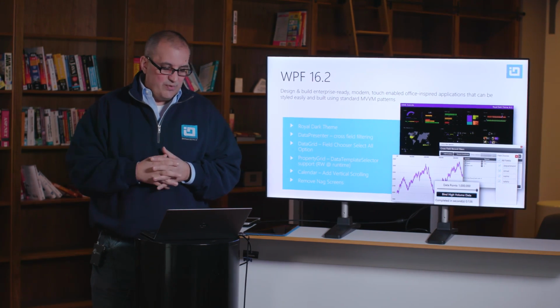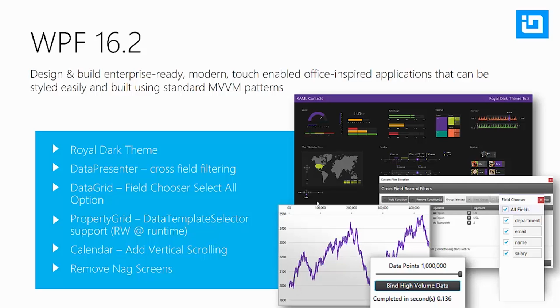On the data grid, simple feature, but when you had your field selector, we just added a select all option. So now you can select or deselect all the fields in the group. Let's say you have 100 columns in your grid. You want to deselect all to get rid of all of the columns and just select 3. It's a lot easier than going and clicking on checkboxes. Property grid, we updated so you have data template selector support, so that gives you read-write at runtime, so you can customize the property grid however you like.